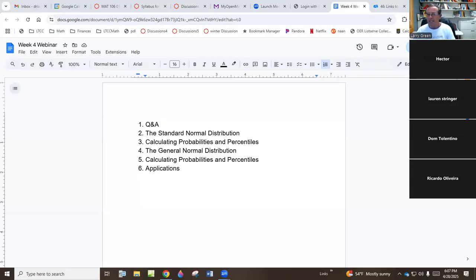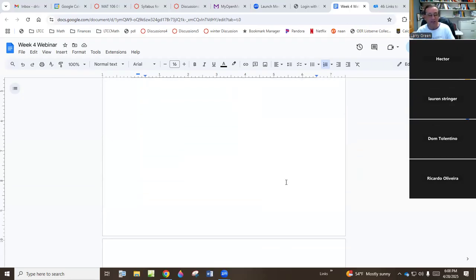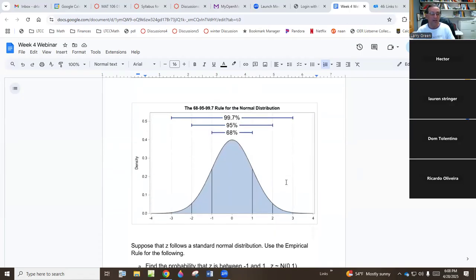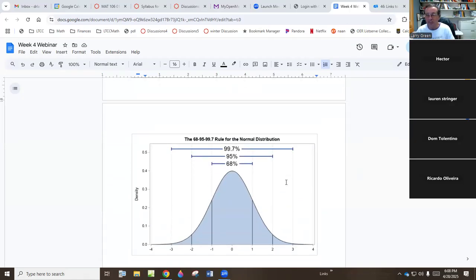Okay, so if you remember in week 1, we talked about this kind of bell curve, which we are calling the normal curve. And there's something called the empirical rule, and that's actually possibly important to your project. And this is what it says: if you have a normal distribution, then there's a 68% probability of having a z-score between -1 and 1.